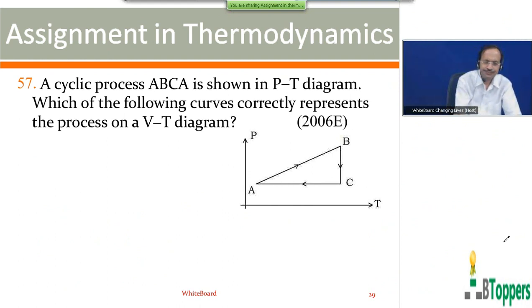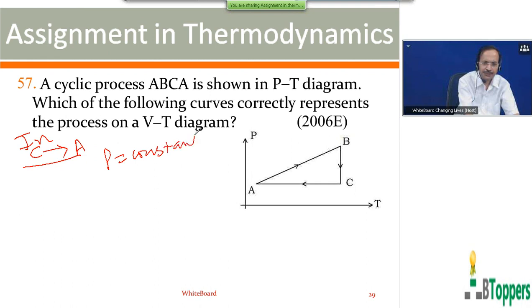You can observe that for the process A to B, the graph needs to be drawn more clearly, I mean, showing the axis. In the process C to A, pressure is constant. So it represents an isobaric process.